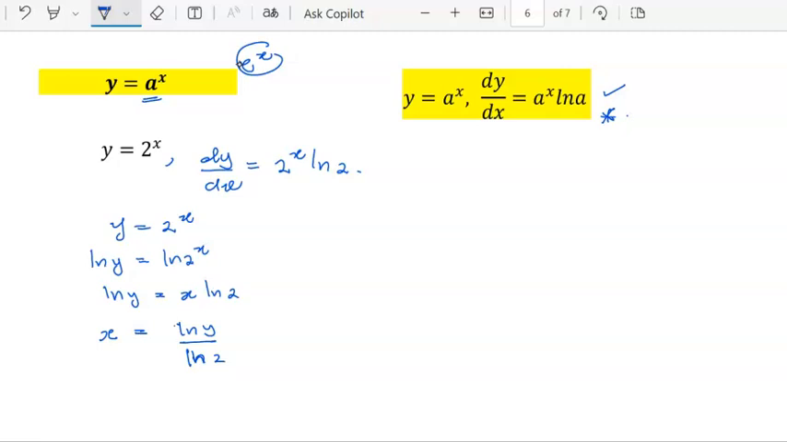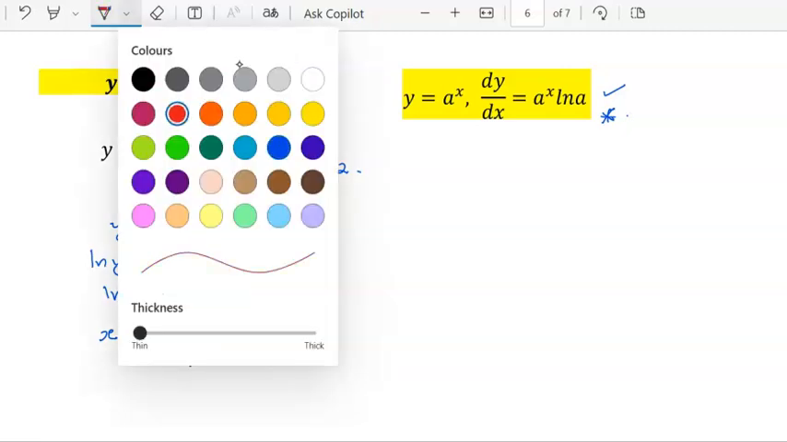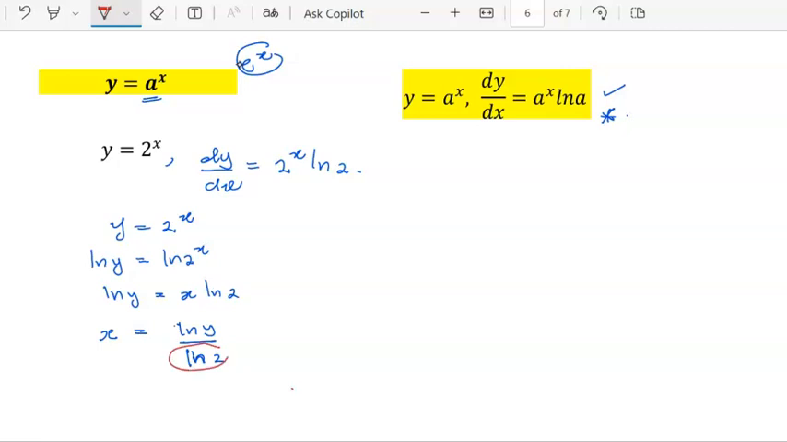But remember, the natural log of 2 is a constant. So just look at it as x is equal to natural log of y. Now get dx/dy, which means you are getting the derivative of natural log of y, which is equal to 1 over y.